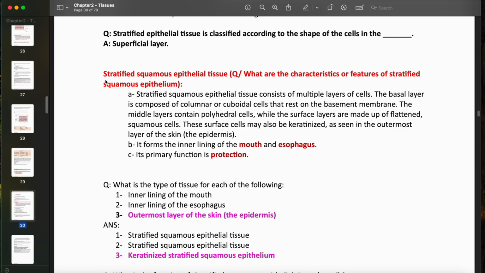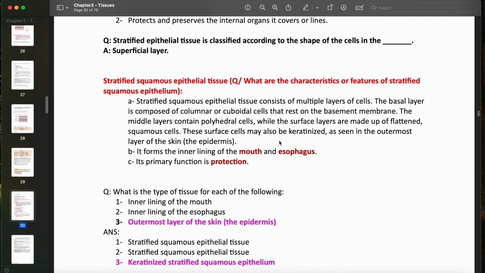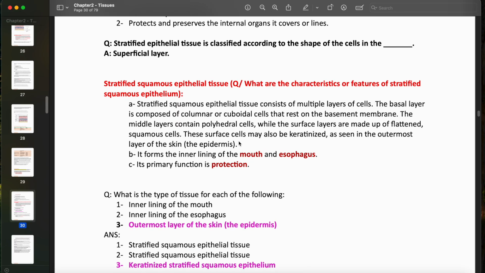But the stratified squamous epithelium is not always keratinized. We can have two types, either keratinized or non-keratinized. I'm just describing it to get the full picture, but you don't have to know much detail. It forms the inner lining of the mouth and esophagus, and its primary function is protection.